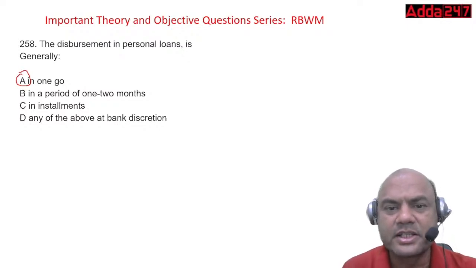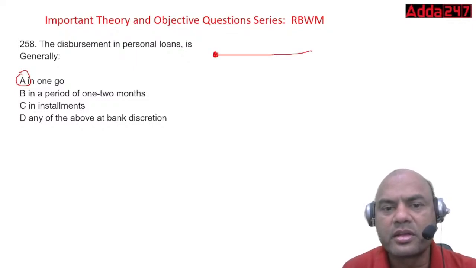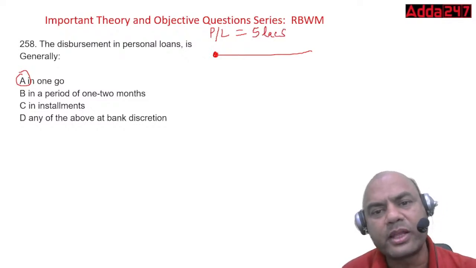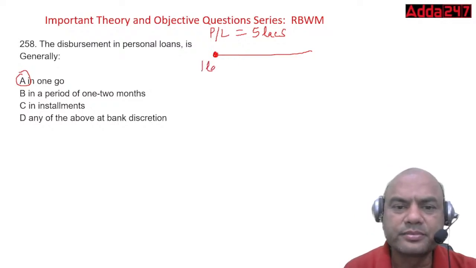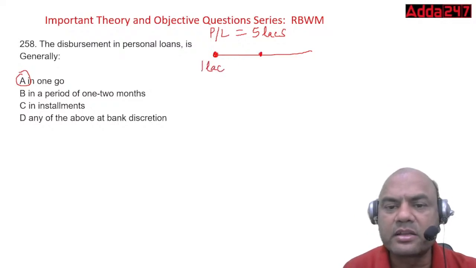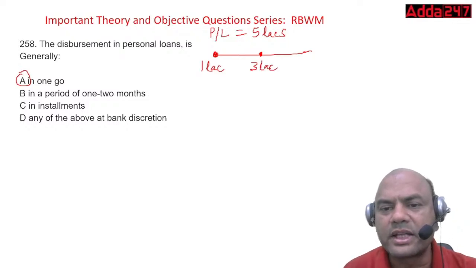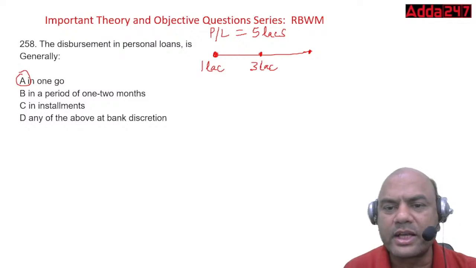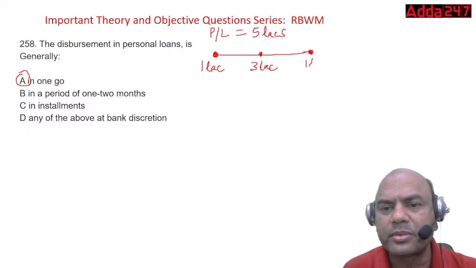Okay, see this point. Suppose I have taken a PL of, let's say, 5 lakhs. But I don't need the complete 5 lakhs right now. I need 1 lakh rupees right now. After 3 months, I need 3 lakh rupees. And after this, what is remaining after 2 months, okay? So 3 plus 1, 4 and 1, 5. So in the last month, I require 1 lakh rupees.